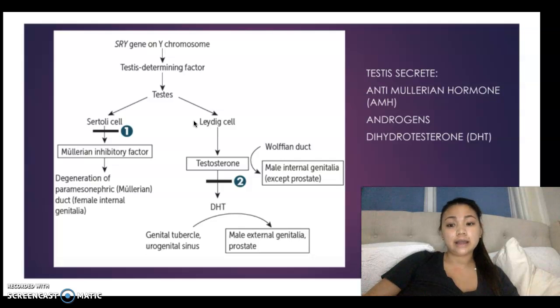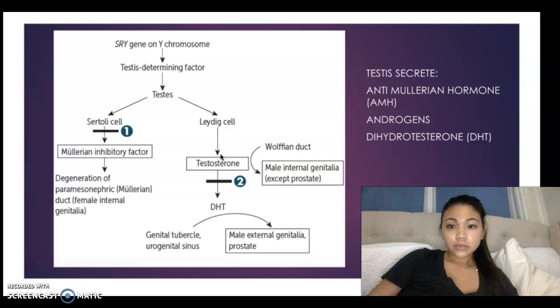Now, the Leydig cells secrete androgens, and testosterone and DHT are the dominant steroid hormones. Testosterone converts the Wolffian ducts to become the epididymis, vas deferens, and seminal vesicles, which are male structures. And then later on in development, the testes from the abdomen will descend into the scrotal sac. DHT is very important because it also helps the external genitalia to develop, as well as the prostate gland.